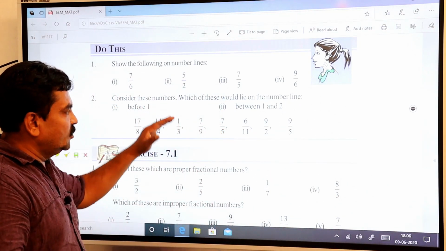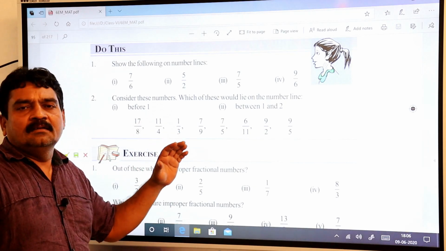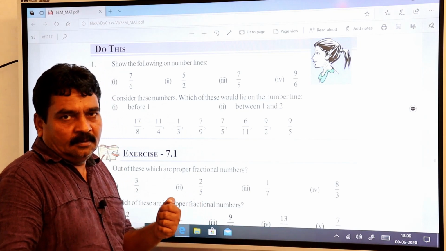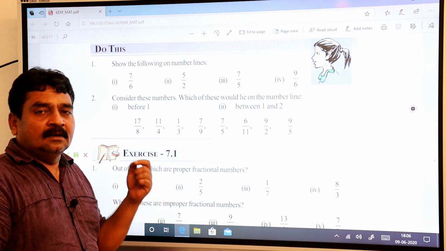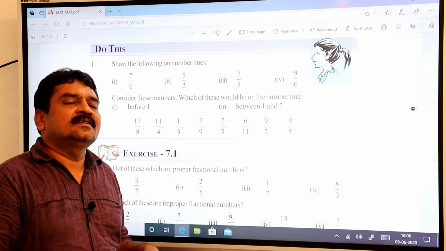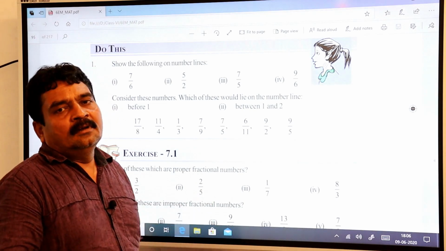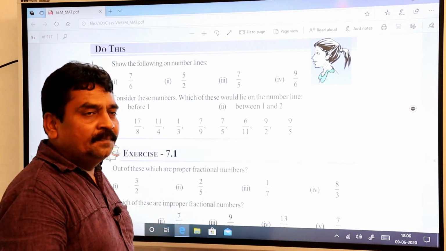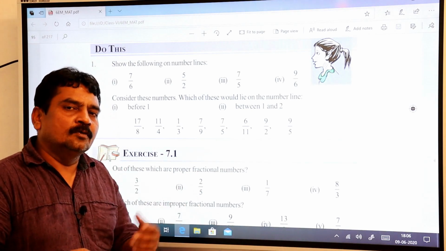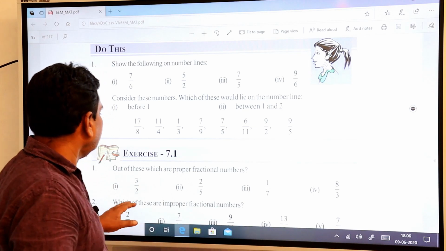Hope you have understood this. Do it. Show me the notes through WhatsApp. I'll do corrections. If I find any mistakes, I'll guide you then and there. If not, I'll take a snap of my working and send it to you so that you can correct it.